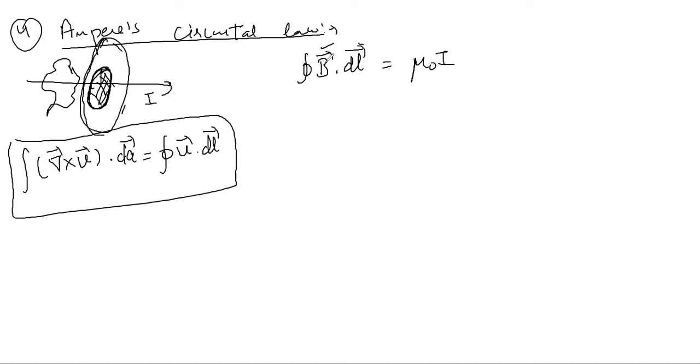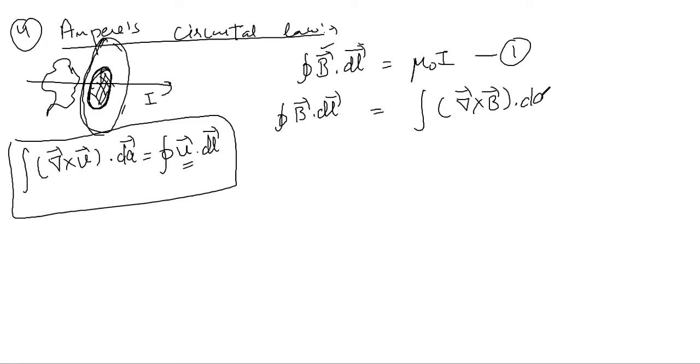So that means this left hand side here, the line integral of B dot dl, and let's call this equation one, I can write this as, if you replace the vector with B, I can write it as the integral of del cross B dot dA in this form. I have converted the line integral into the area integral here.